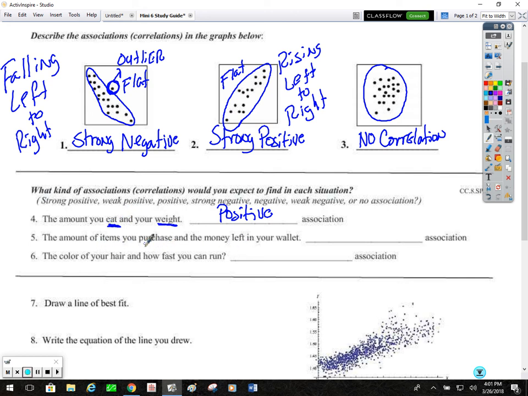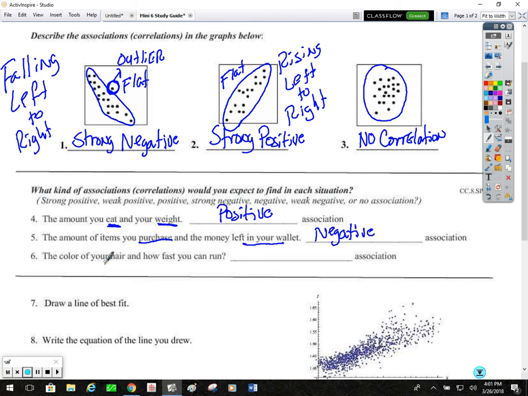Well, the number of items you purchased is going to go up, so one is going to increase, and the money left in your wallet is going to decrease, so one is going up, the other is coming down. That one would be a negative association. As x increases, y decreases.